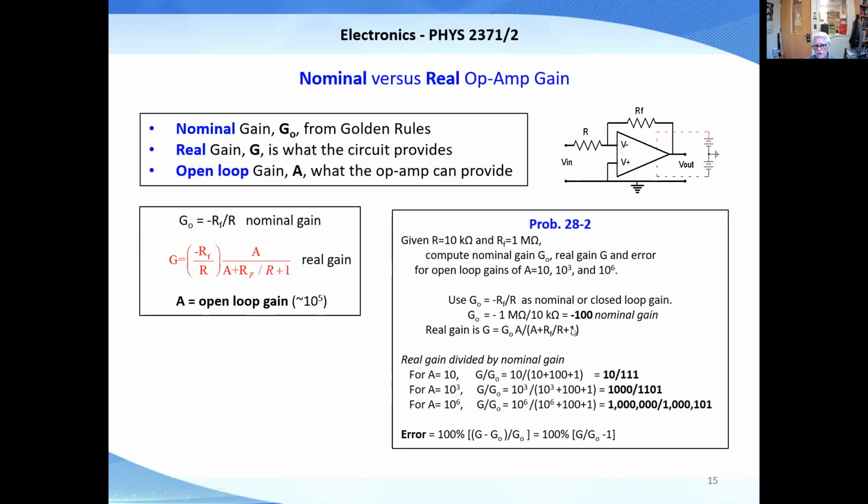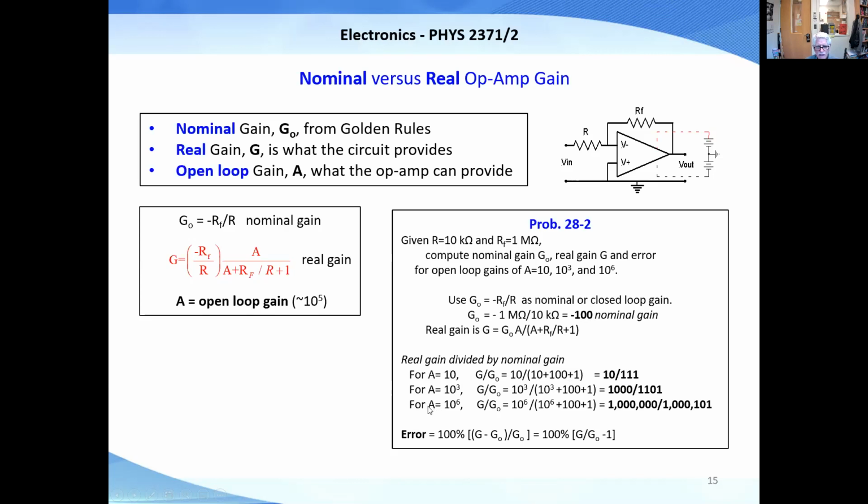Okay, so then basically you just have to plug into this formula. You have a nominal gain of minus 100, and then for a very low open loop gain, the gain that you're actually going to get out of it is 10, whereas what you calculated, what you should get, is 111. So it's only 1/10. The gain is only 1/10 of what you expected because A is low.